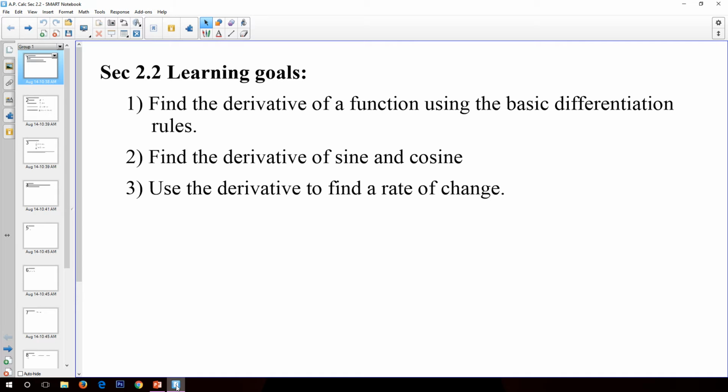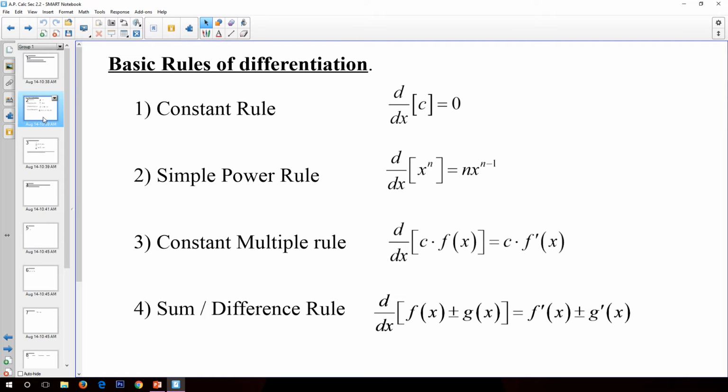Okay, so the learning goals. Today we're going to find the derivative of a function using some basic differentiation rules. Then we're going to find the derivative of sine and cosine. You can use the limit definition to get it. It's kind of difficult. We're going to skip over it and just memorize the rules. And then we're going to use the derivative to talk about what a rate of change is. So getting right into it, basic differentiation rules.